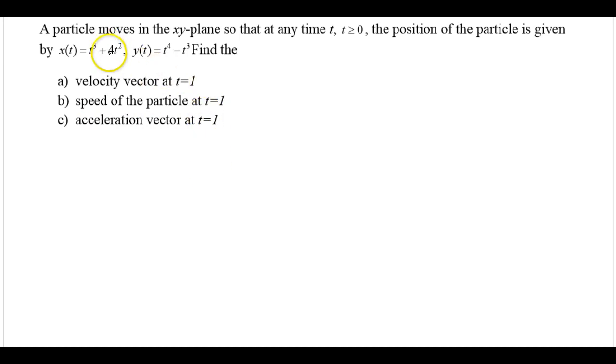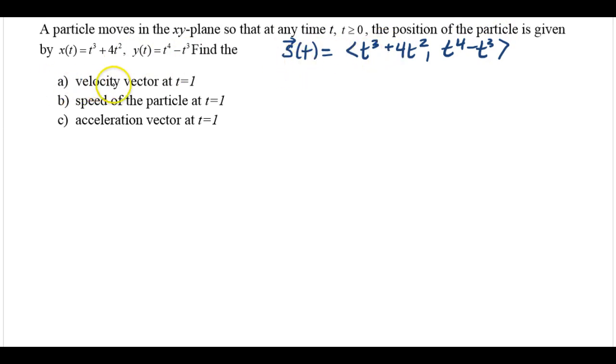So here we're given information about the position of the particle. We're given each of the horizontal component functions and the vertical component function. Although it wasn't written out like this, I was given s of t as my vector valued position function. So s of t is t cubed plus 4t squared, and then t to the fourth minus t cubed. So I can think about the information given as being the actual position vector valued function.